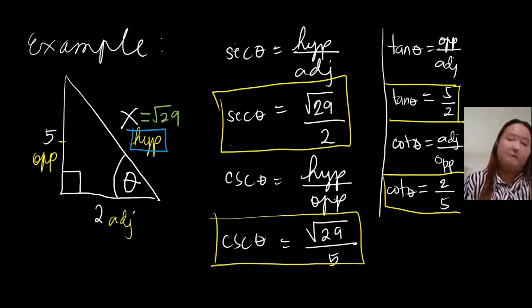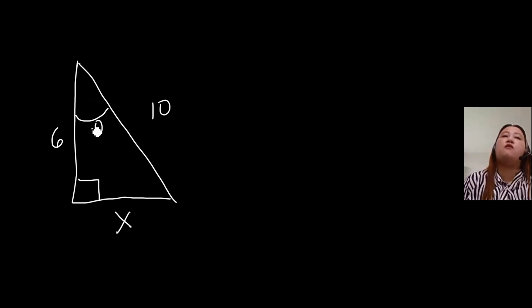Okay, so we can have the next example. I will clear the writings on the screen. Another example is a right triangle, given the measures of 6 and 10, and the base is unknown, with theta. This time theta is on the upper portion. You can put the data inside the curve or outside. It doesn't matter.